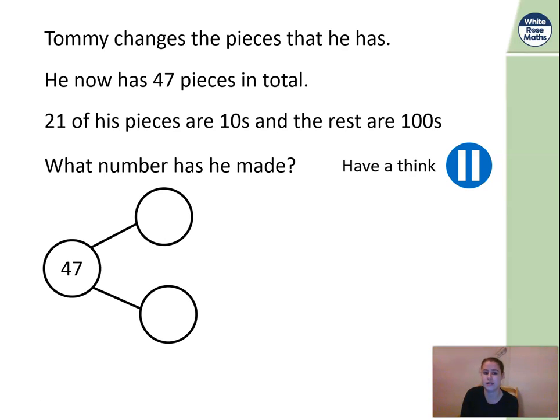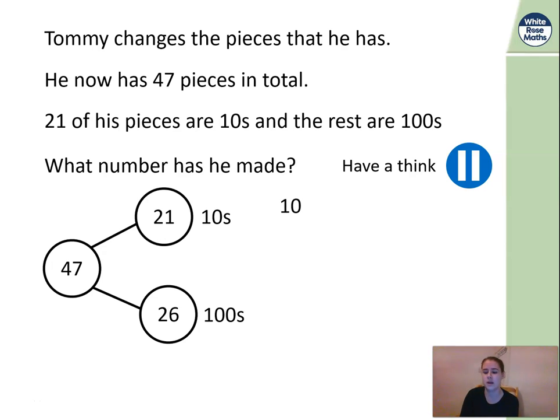Okay, let's see if you got it. Can we use our part-whole to help us with this question? We know that the total number is 47. This is going to be our total. What other key information do we have? Well, let's have a look at the question. Well, I know that he has 21 of his pieces that are 10s, so I can fill in one of these missing circles here as 21. This represents the number of 10 pieces he has. How am I going to work out that missing number? Well, let's try 47 take away 21. We know that that is going to give us 26. Therefore, the rest of the squares that he has there are hundreds, he has 26 pieces.